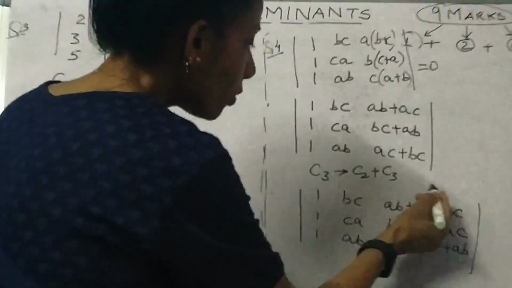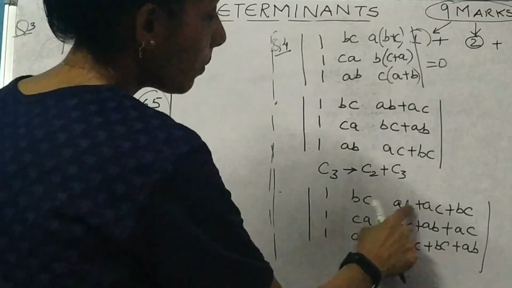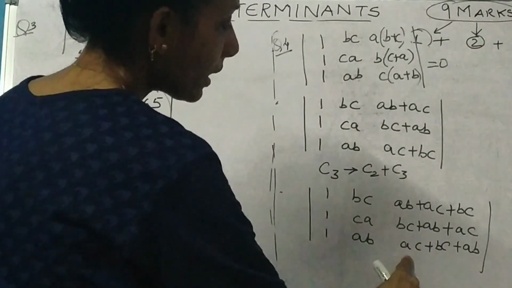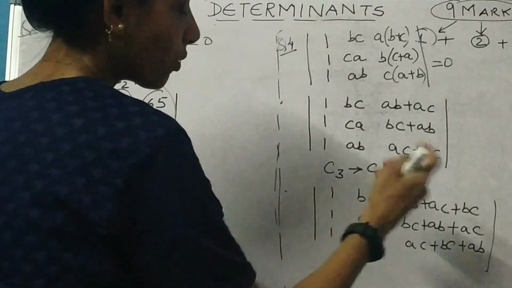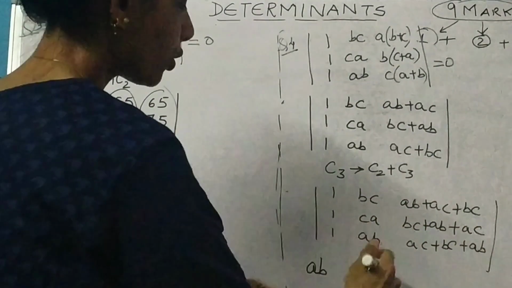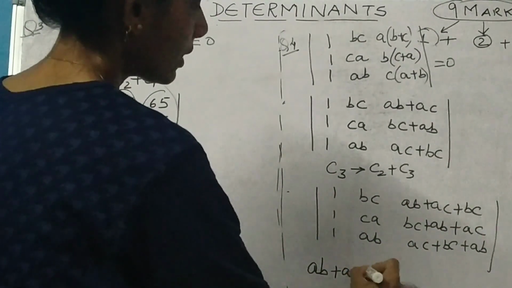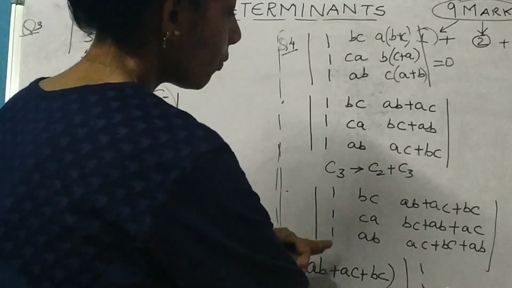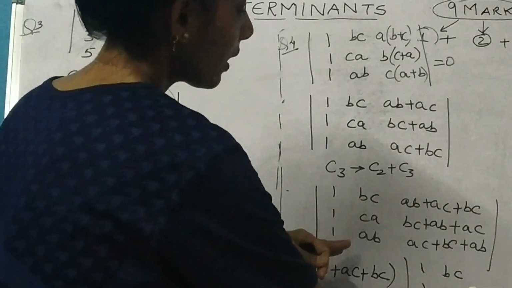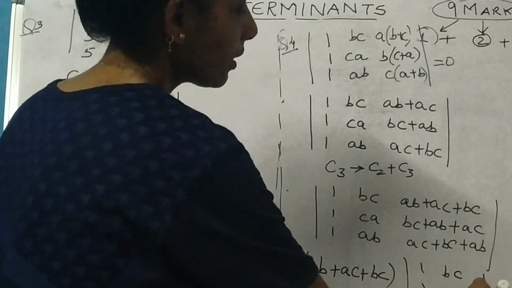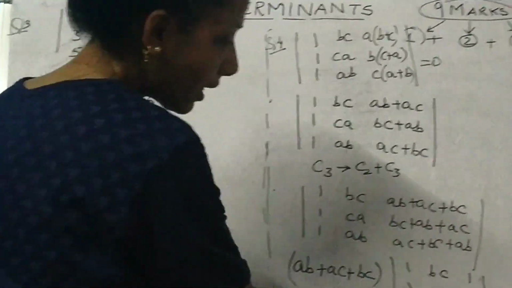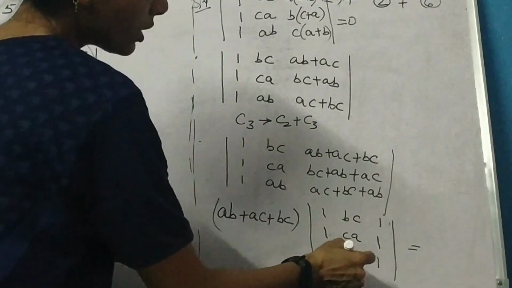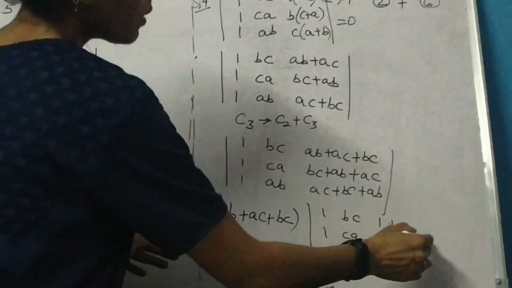So children, you look at this column 3: AB plus AC plus BC, AB plus AC plus BC, AB plus AC plus BC. That means from column 3, I can take out AB plus AC plus BC common. Then I will be getting here 1, 1, 1, BC, CA, AB, and here I will be left with 1, 1, 1. So again, two columns are identical. So this will become 0, and 0 into this will again be a 0.